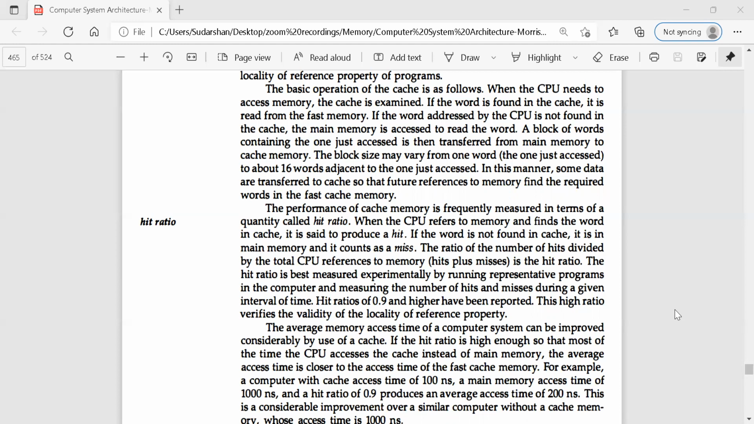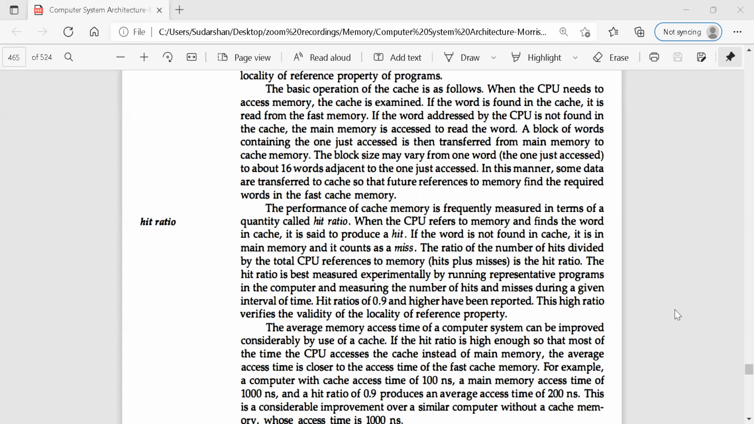Assume your primary memory access time is 1000 nanoseconds. You know pretty well what the access time of your cache memory is. It is 100 nanoseconds because it is in the ratio 1:10. Assume the access time of cache memory is 100 nanoseconds, whereas the access time of primary memory is 1000 nanoseconds. If you calculate the ratio, it is going to be 1:10, as we discussed earlier.